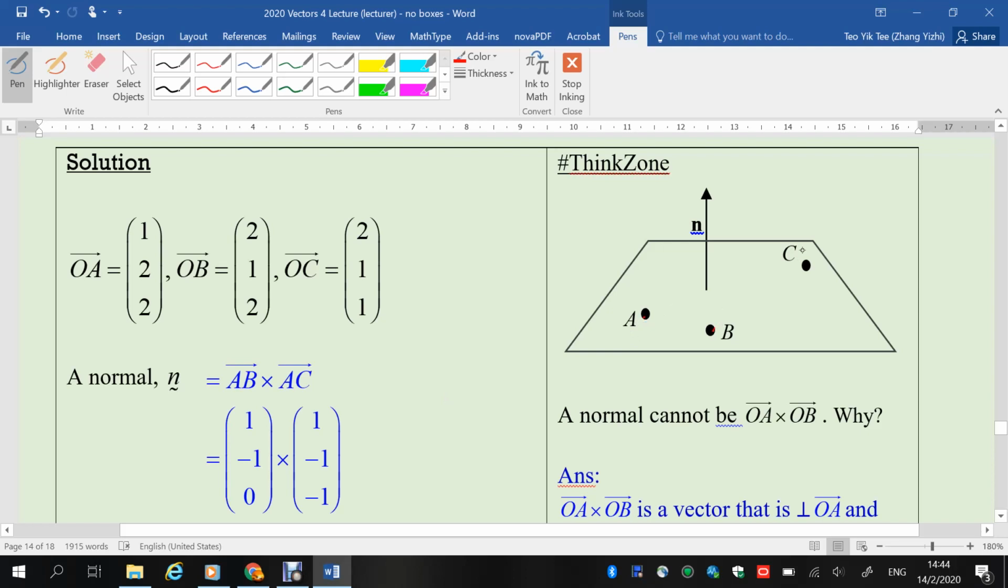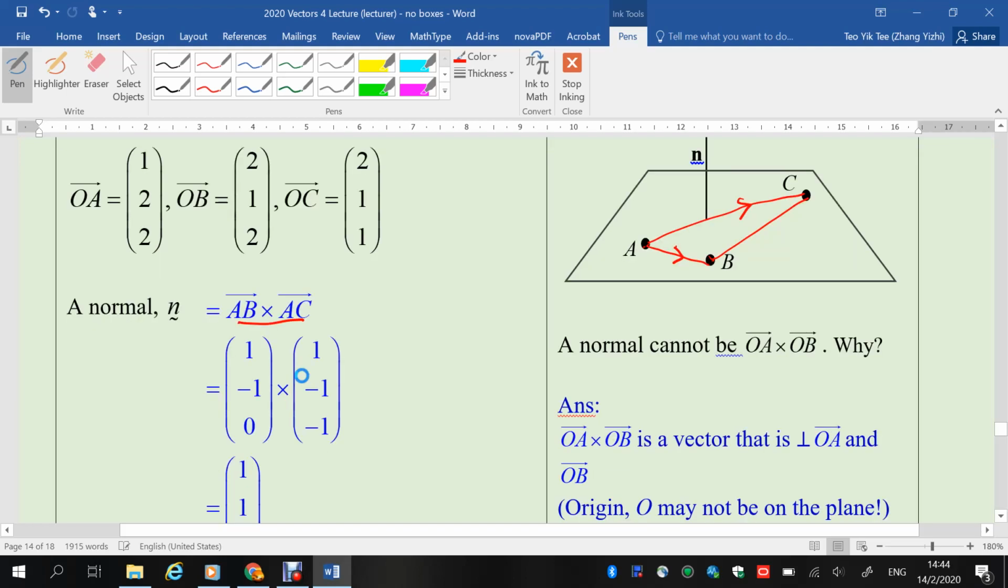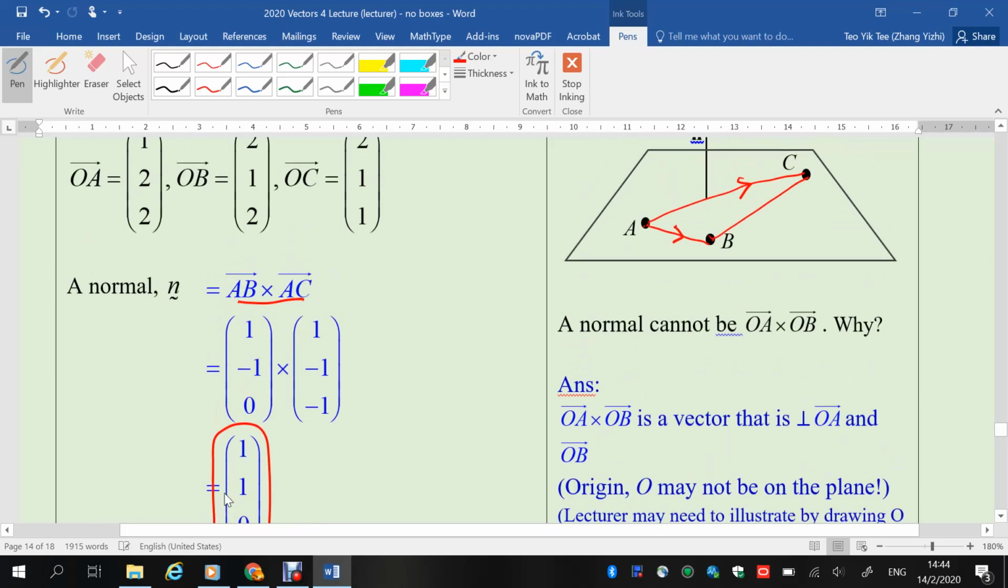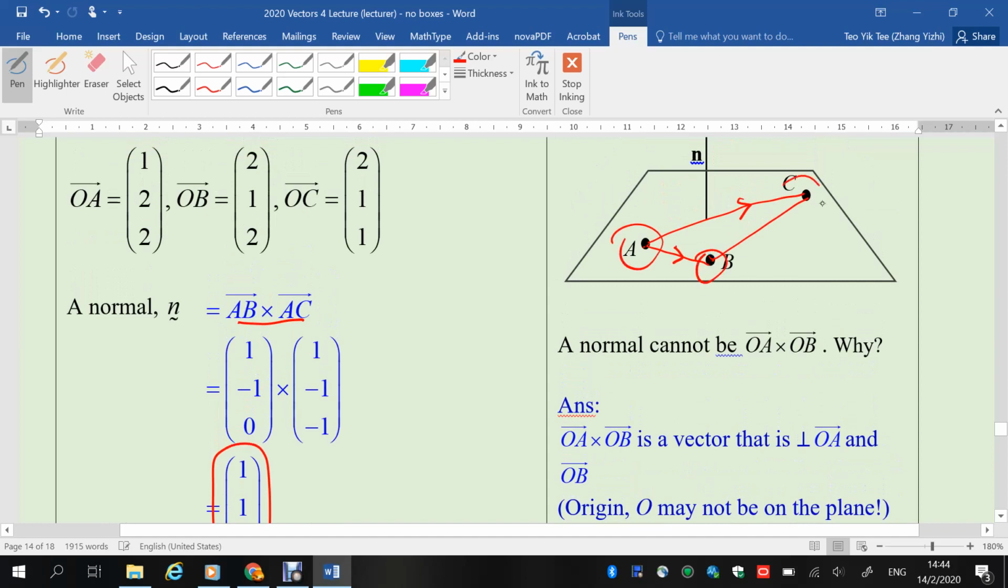Do I have two directions? Yes, it can be AB, it can be AC. Or it can be BC. You can choose any two directions that you want. So for lecture purposes, I'm using direction AB, I'm using direction AC. AB cross AC will produce a vector that is perpendicular to the plane, which will then be your normal of the plane. This is my normal of the plane. Next, do you have 1 point? So again, I have point A, point B, point C. The choice is yours. Again, for lecture purposes, I'm choosing point A.